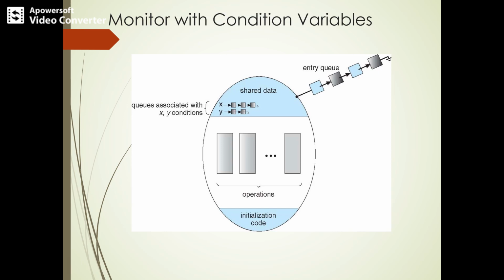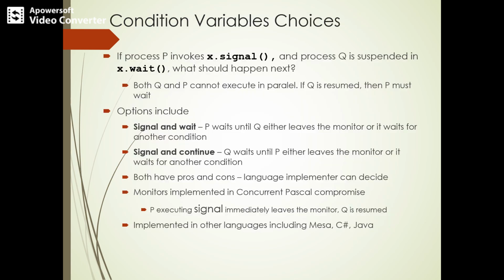So these are the queues you can observe for both condition variables X and Y. For each of the variables, there will be a queue, and there will be respective operations, and the variables may be declared either global or local. Now let's see the possible choices for condition variables. If process P invokes the x dot signal and process Q is suspended in x dot wait, what should happen?